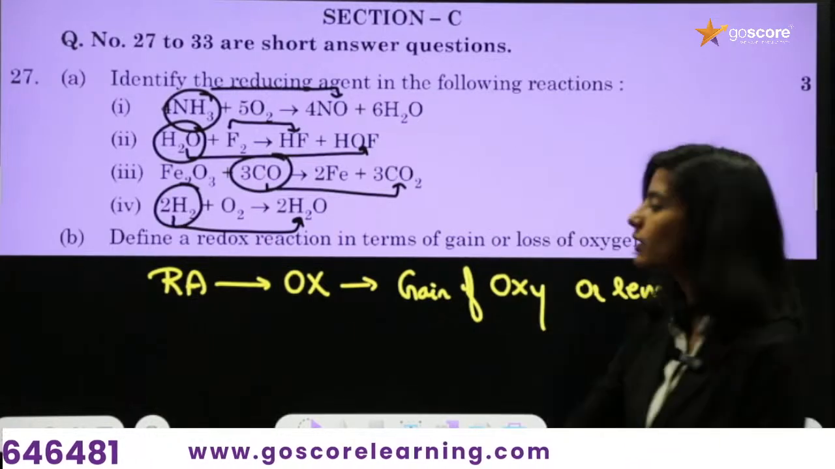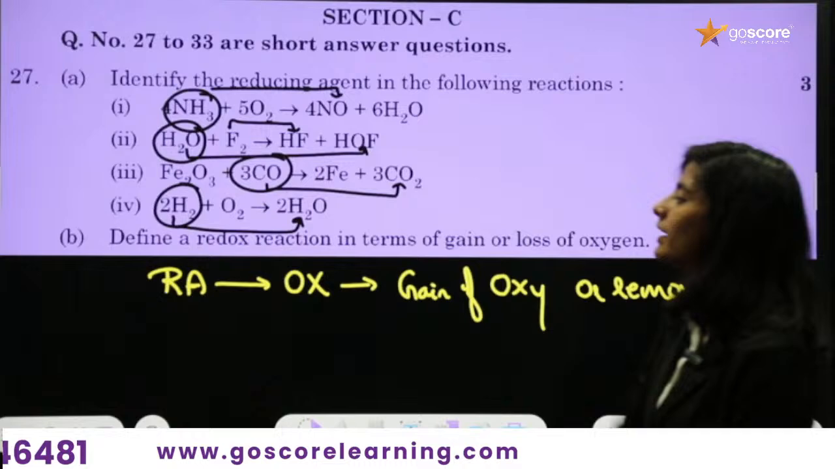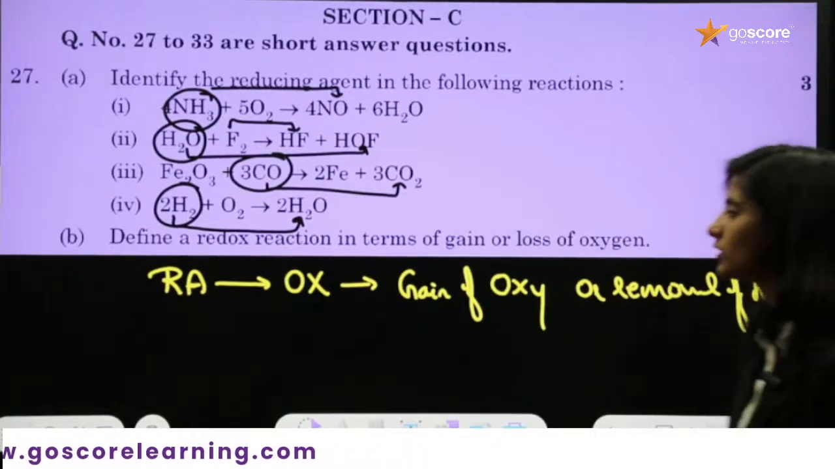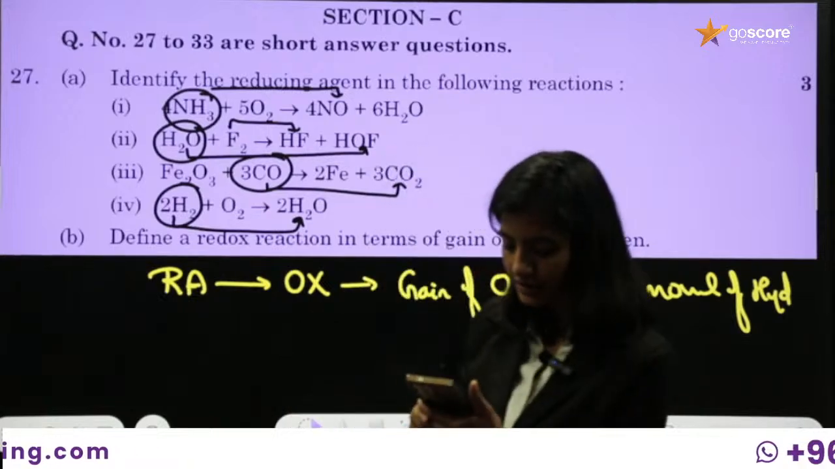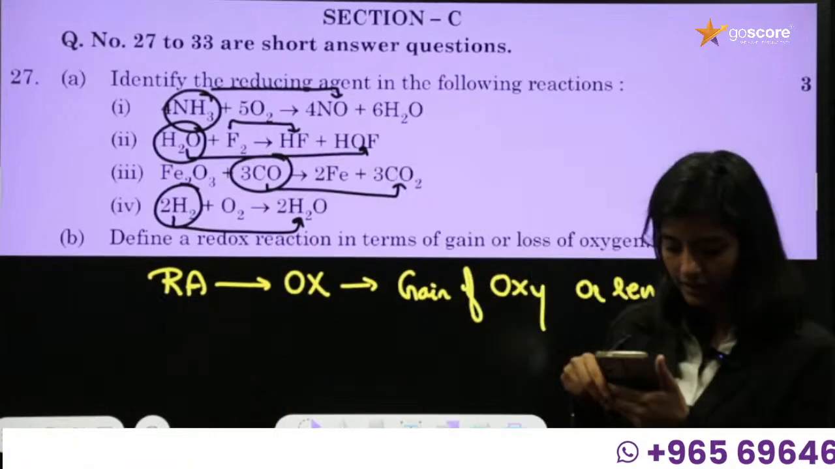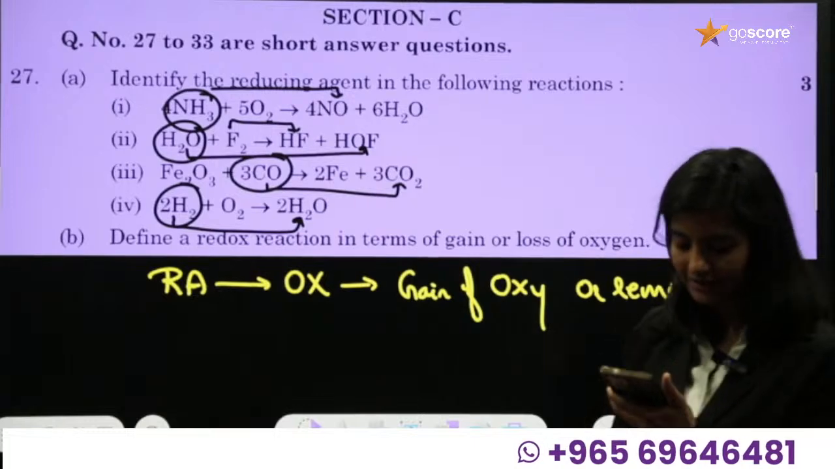Okay, so now define the redox reaction in terms of the gain and the loss of oxygen. Gain and the loss of oxygen. Okay, so is there any queries in the comment box? Like I'm seeing some comments over there. All right, just the answers.